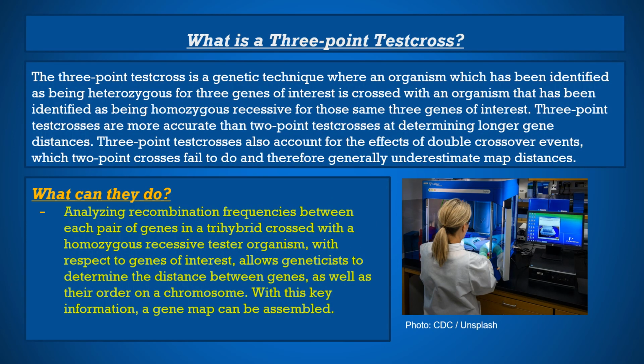What is a three-point test cross? The three-point test cross is a genetic technique where an organism which has been identified as being heterozygous for three genes of interest is crossed with an organism which has been identified as being homozygous recessive for those same three genes. Three-point test crosses are more accurate than two-point test crosses, especially at determining long distances. Three-point crosses also account for the effects of double crossover events.